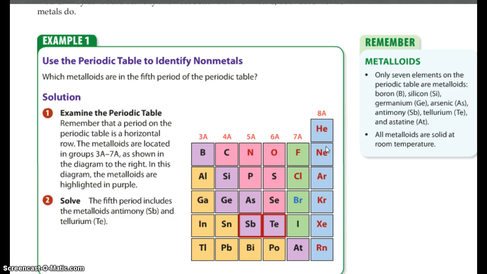Which metalloids are in the 5th period of the periodic table? Okay, so remember period goes across. So 1, 2, 3, 4, 5. They're asking for the 5th row, which is antimony and tellurium.